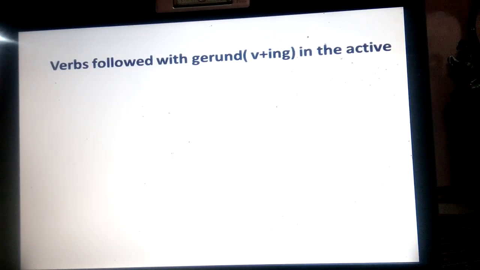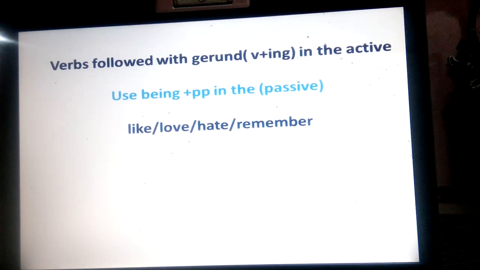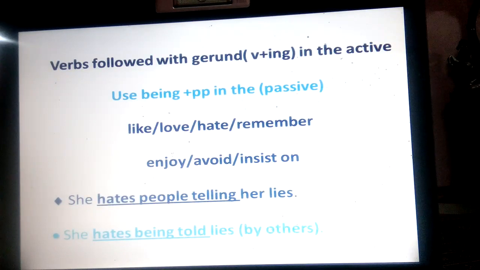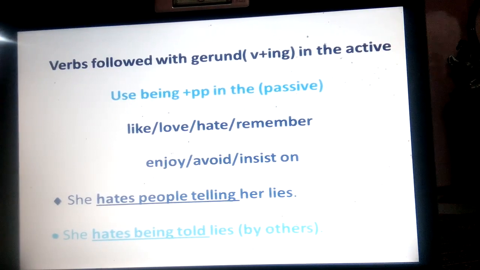Verbs followed by a gerund, meaning verb plus ing, in the active use being plus past participle in the passive. These verbs take verb plus ing, or gerund, in the active: like, love, hate, remember, enjoy, avoid, insist on. Example: she hates people telling her lies. In the passive: she hates being told lies by others.